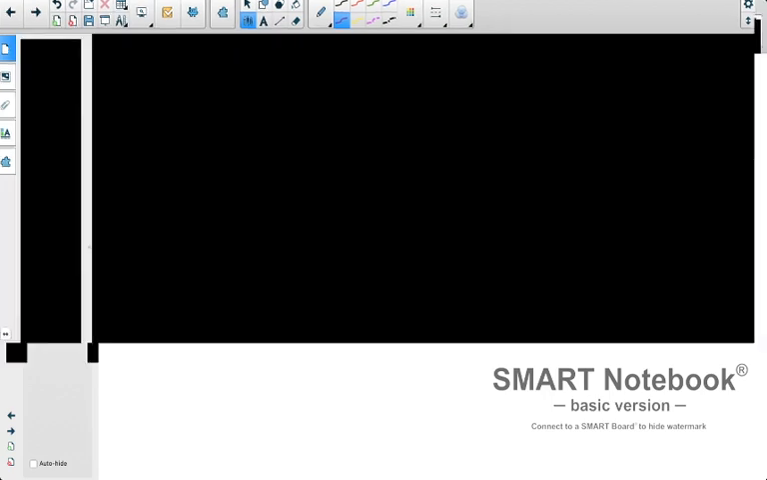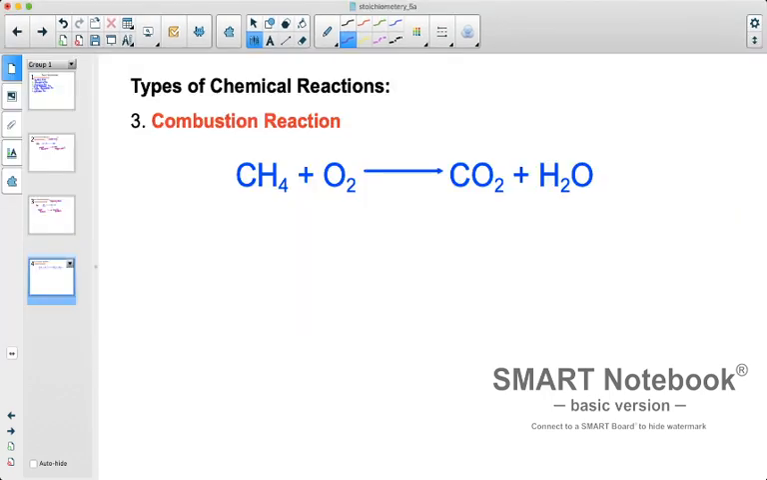Finally, looking at a combustion reaction. A combustion reaction is really just a fancy word for an explosion. It's my most favorite type of reaction in chemistry. And what's so special about a combustion reaction is that we always start off with what we call an organic substance. And in chemistry, organic means something different. Organic always means something that has carbon and also hydrogen.